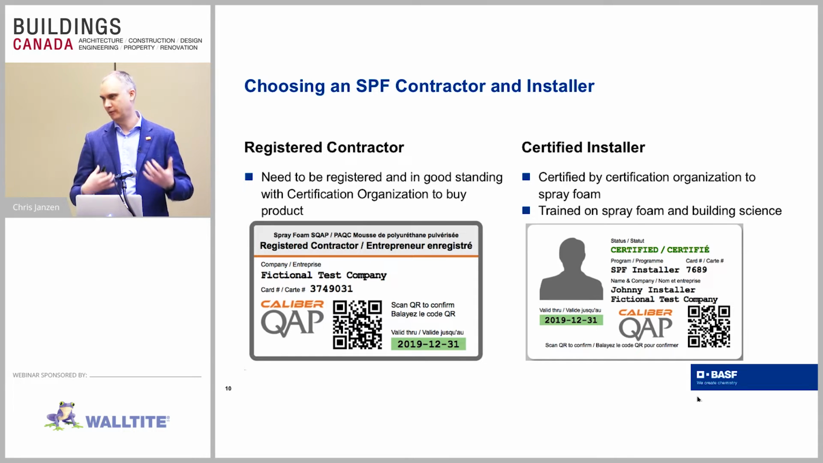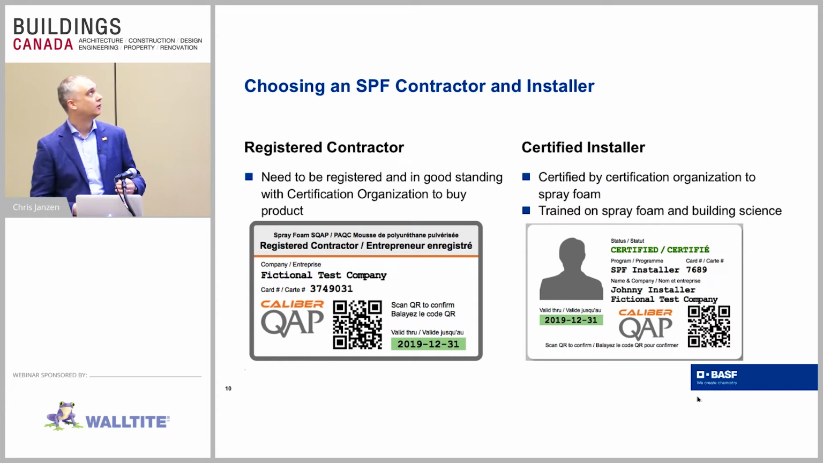So for BASF as a supplier that sells our wall-tight spray foam to the industry, in order for us to sell to a registered contractor, a contractor that's going to spray it, they need to be registered in our system. They need to meet certain requirements. We don't sell to people that don't meet these requirements. We have a third-party certification organization. We're just showing some examples of their cards.